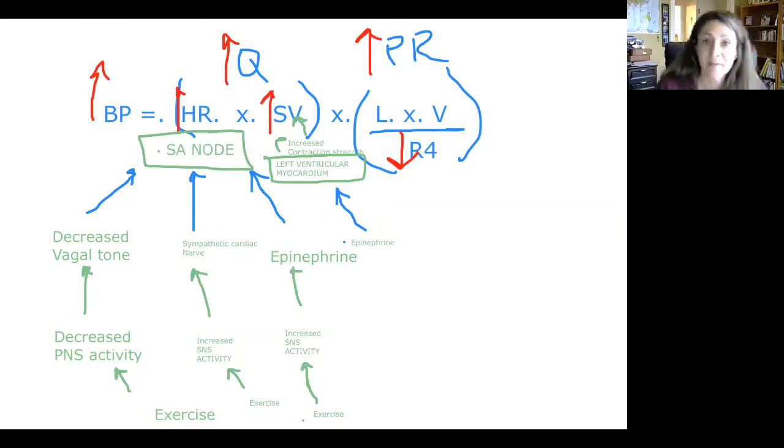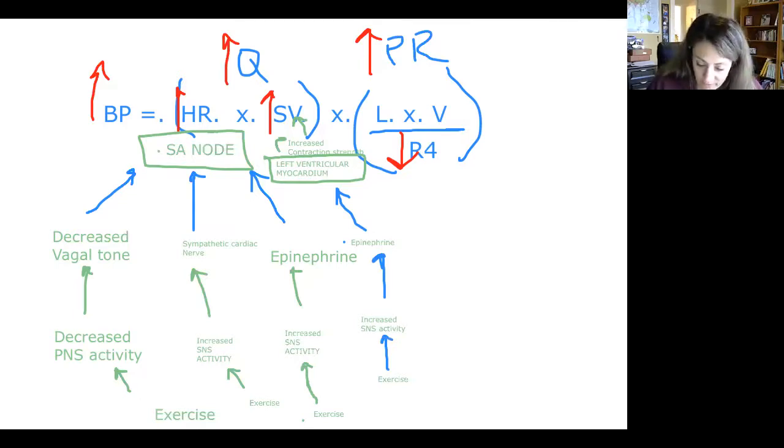Okay, so the release of epinephrine is going to act on the left ventricular myocardium, causing it to contract more forcefully, increasing stroke volume, which increases cardiac output, which increases blood pressure. Okay, that epinephrine is released as part of increased sympathetic nervous system activity as a response to exercise. Okay?